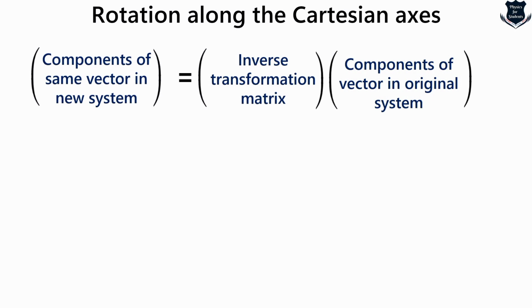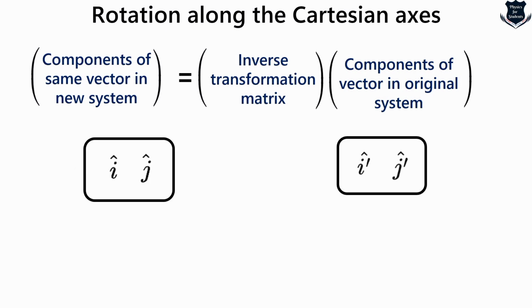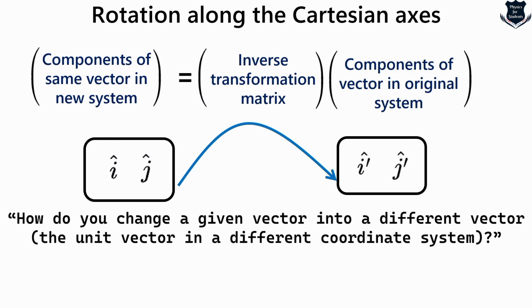Now what I was telling is that if you wondered how you would go about the transformation of the unit vectors of the original non-rotated system, that is this i, j, into the rotated system, which is i hat prime and j hat prime, then this transformation happens. And what you are asking is: how do you change a given vector in a coordinate system into a different vector, that is the unit vector, in a different coordinate system? So how do I change a given vector, in this case a unit vector, in a coordinate system into a different vector, that is the unit vector in a different coordinate system? This would be the answer which I would address in the next part of the video.